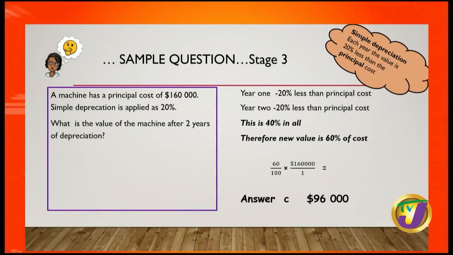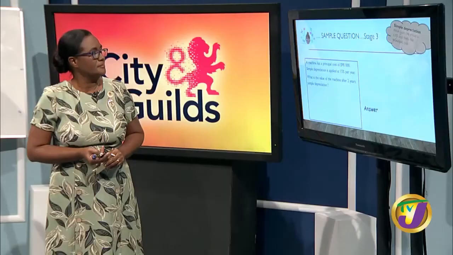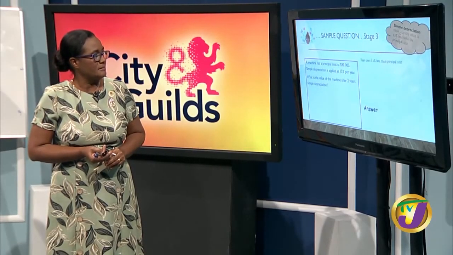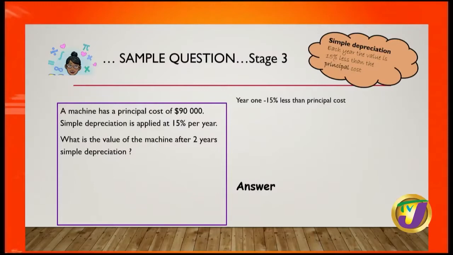Compare this with the compound depreciation. With the compound depreciation, the money is reduced faster. It's similar numbers, but we can see that it is moving faster. All right? So the answer is there. And this is a sample question from stage 3. All right? We looked at this one already. No, we haven't. Let's look at this one.